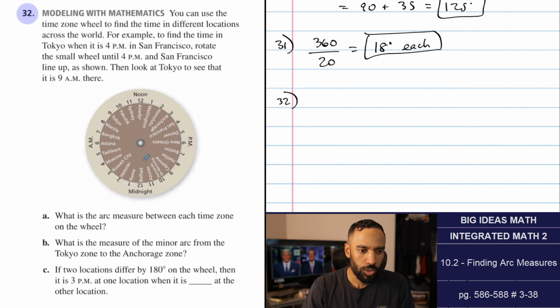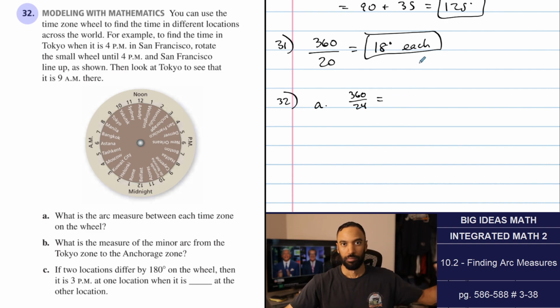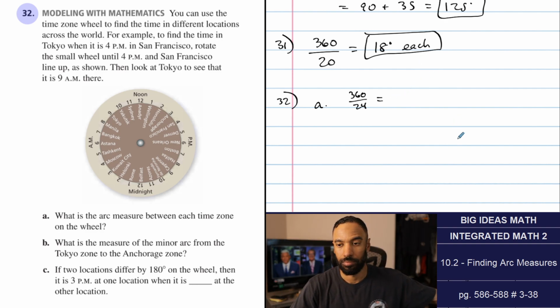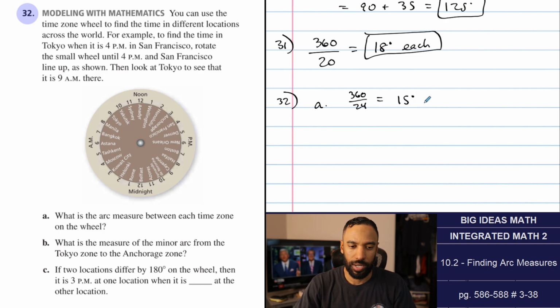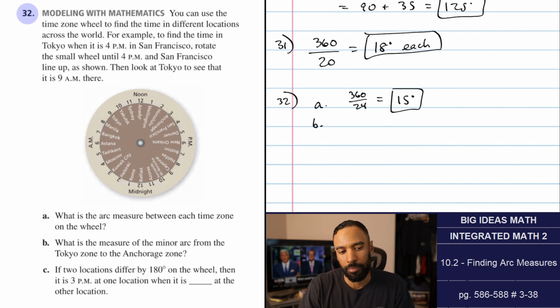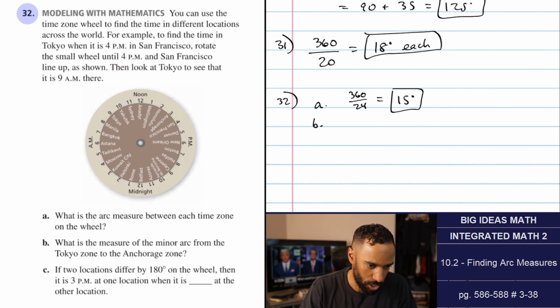All right. What is the arc measure between each time zone on the wheel? So how many time zones are there is the first question here for part A. I'm not going to draw the wheel, obviously. They go 12 to 12 and double. So 24. So I think we do 360 over 24. 15 degrees each, basically.